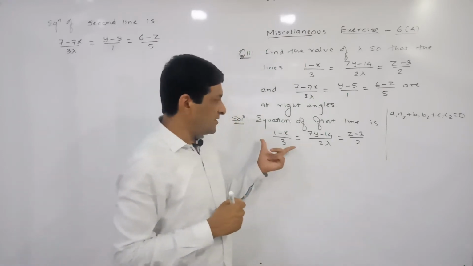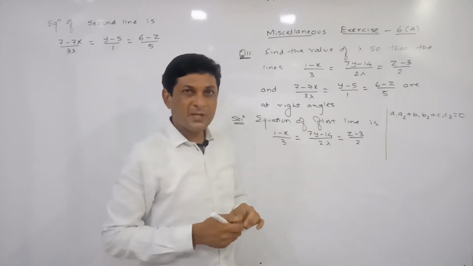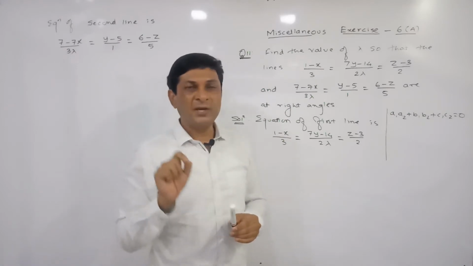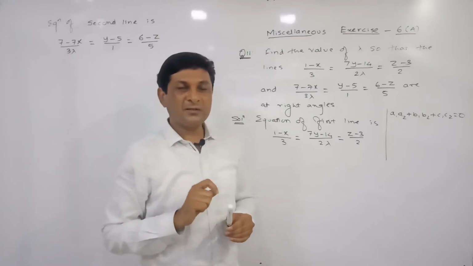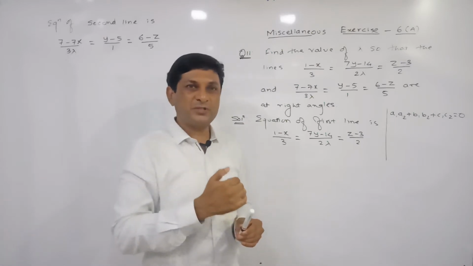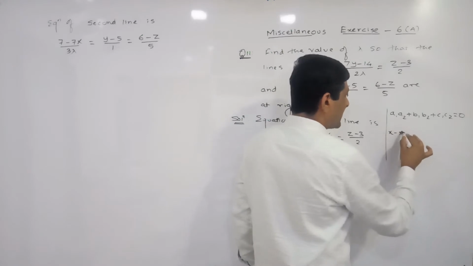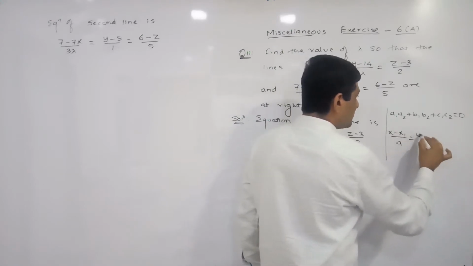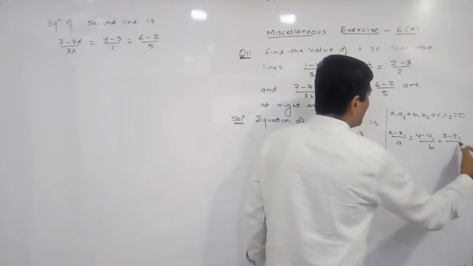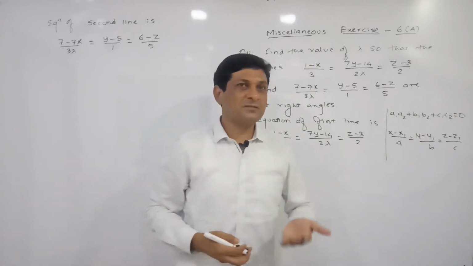Now we have considered here the first equation of first line. Now from this equation we are able to find out coordinate of one point and direction ratios also. But to find out coordinate or direction ratio, first we have to write down this equation in standard form. What is the equation? Cartesian equation in standard form: x minus x1 upon a is equal to y minus y1 upon b is equal to z minus z1 upon c.